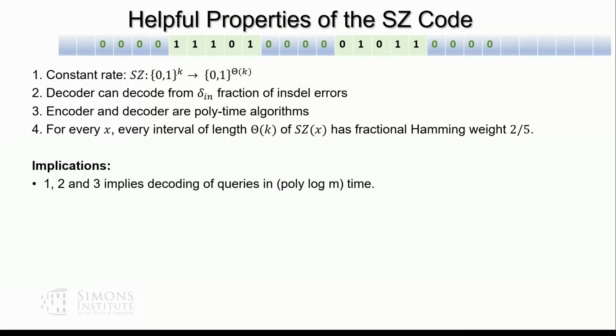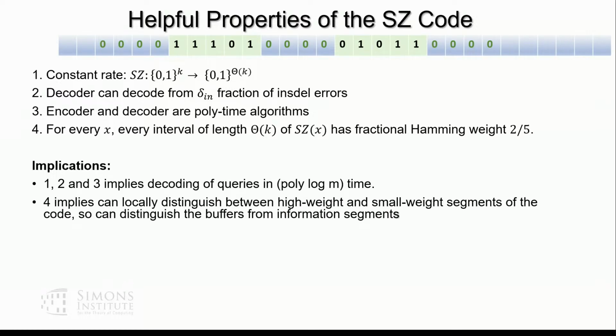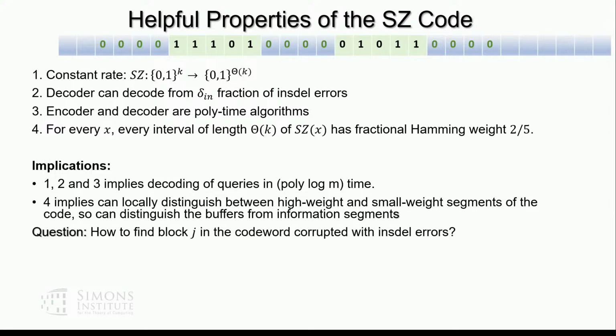And where does this help us? So 1, 2, and 3 imply polylog m query time. Right, so we need to decode each information bit in log time. And property 4 helps us figure out where the buffers are, because we can simply test the density of ones in these blocks and figure out where we have information blocks and where we have buffers with just a few queries.